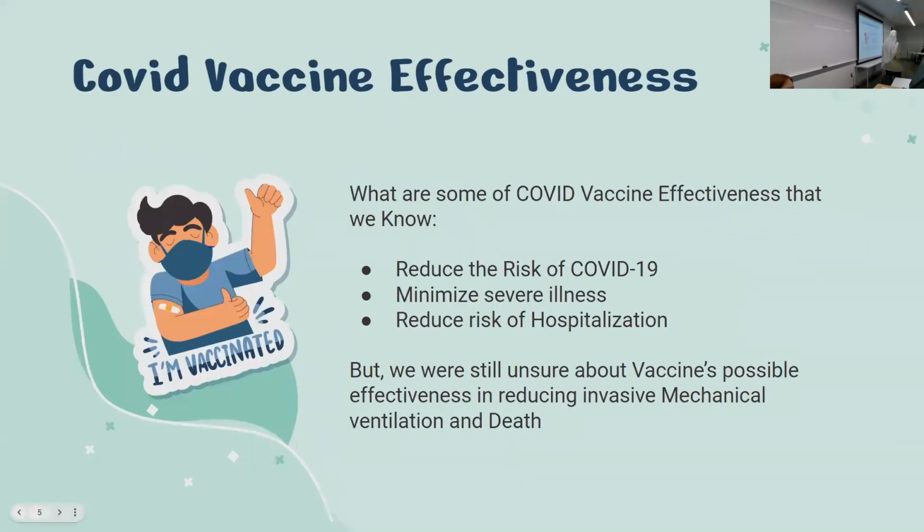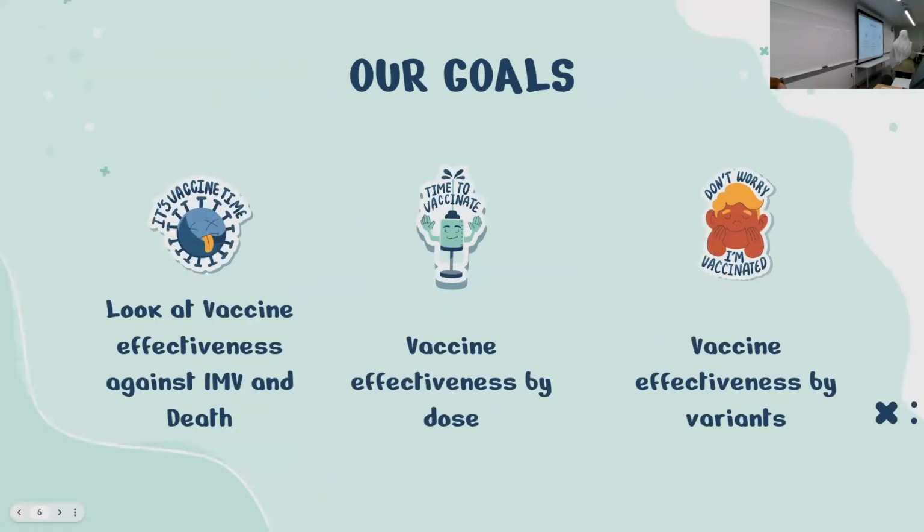What we know thus far about vaccine effectiveness is that it reduces the risk of COVID-19, it minimizes you having severe outcomes from COVID, and it reduces the risk of hospitalization. But we're still unsure about the vaccine's effectiveness in reducing the usage of invasive mechanical ventilation and death. And those are 2 things that we see a lot of COVID patients end up with, either ventilation or death. So our goal was to look at the effectiveness of the vaccine against IMV and death, but we also wanted to see how this correlates to how many doses a person had and the different variants of COVID.